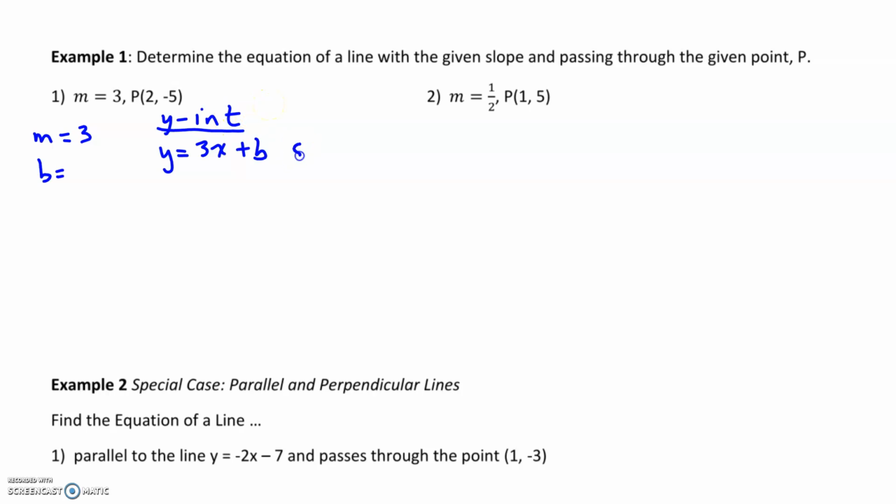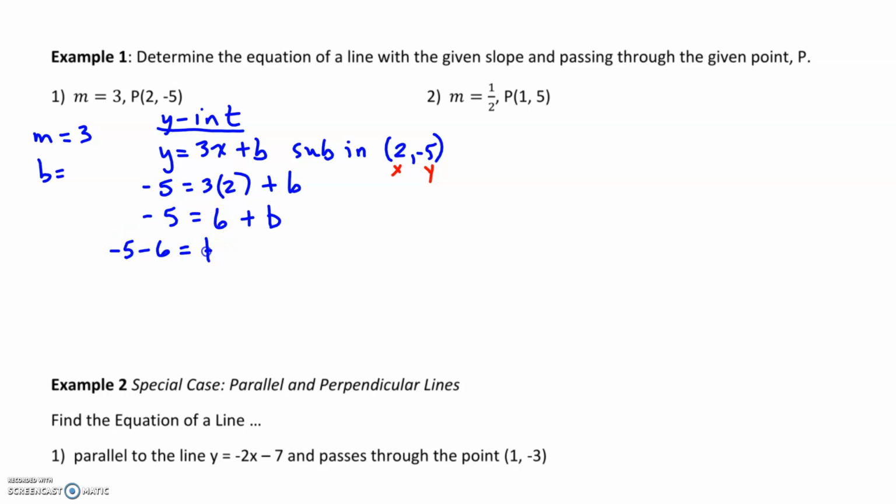So I am going to find it by subbing in the point (2, -5), because we know that's a point on the line. And that point is made up of an x value and a y value. So I'm going to simply sub in -5 where y is, 2 where x is, and I'll be able to solve for b. So it's going to be -5 equals 3 times 2 plus b. I'll go ahead and solve 3 times 2, which is 6. And the 6, I'm going to move to the other side, and that will isolate b. So I'm going to subtract 6 from both sides. So -5 minus 6 equals b, and -5 minus 6 is -11.